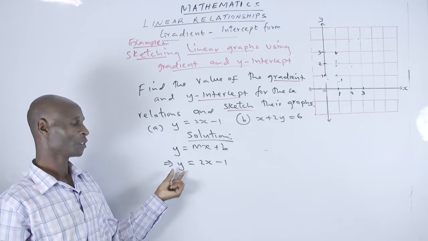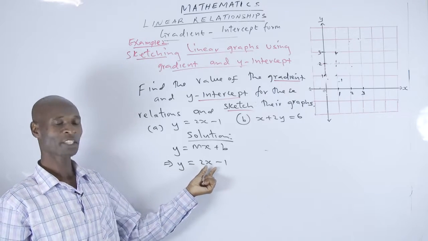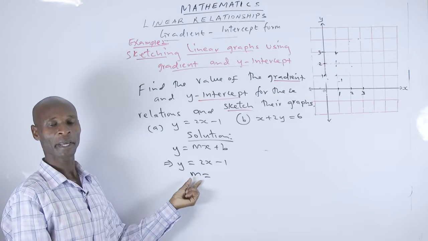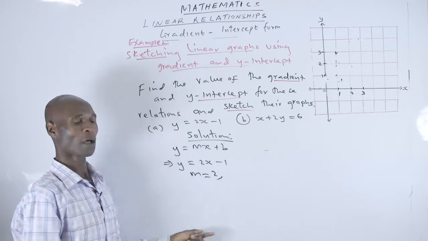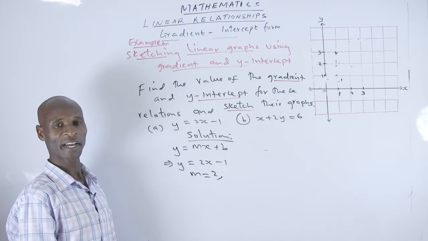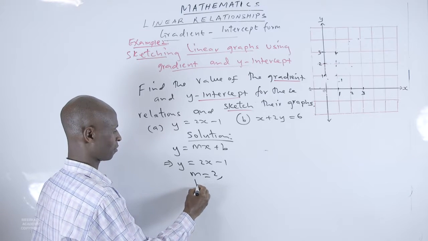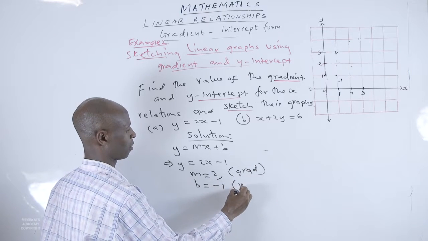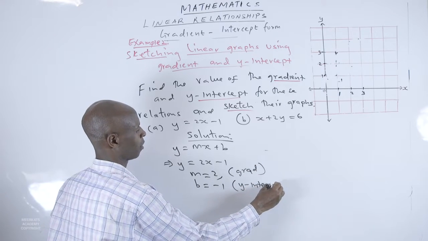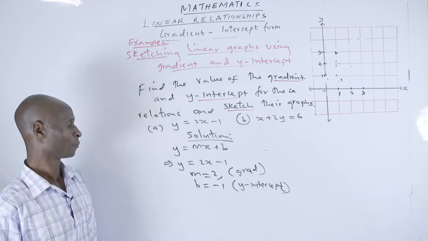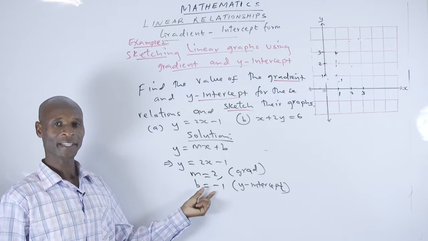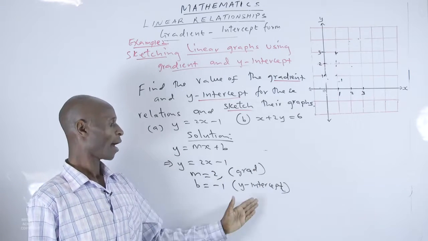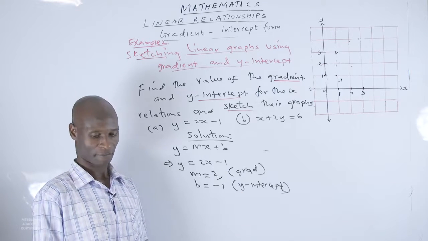So from our relation in part A, y is equal to 2x minus 1, it means that the gradient m is 2 and the y-intercept is negative 1. So having identified the y-intercept and the gradient, we can go ahead and sketch that particular graph.